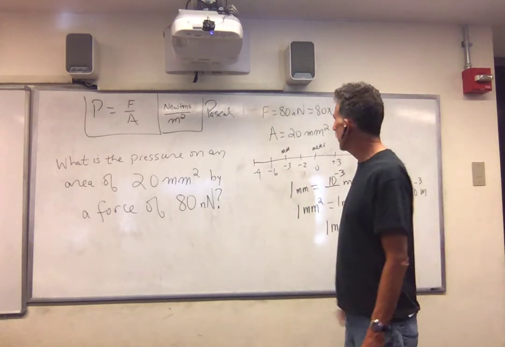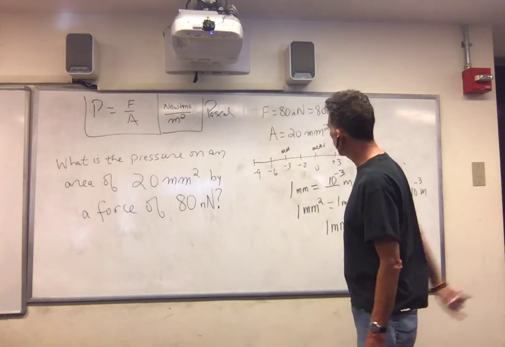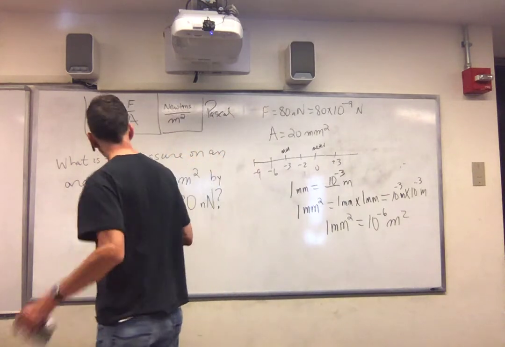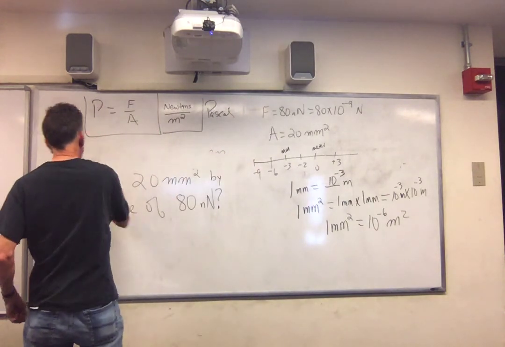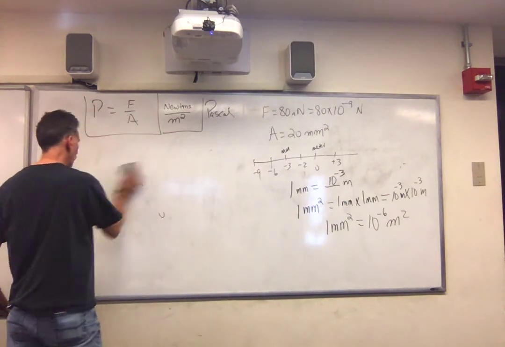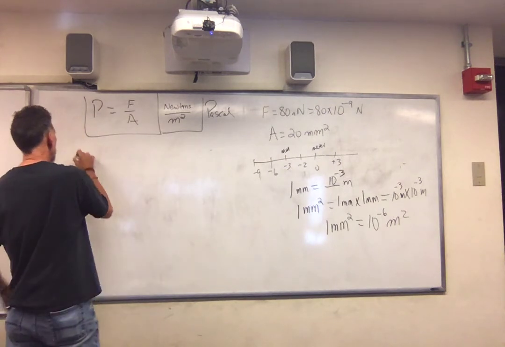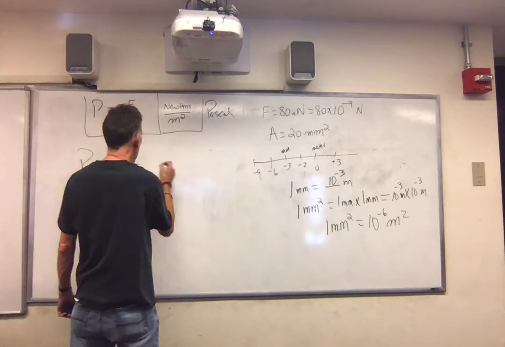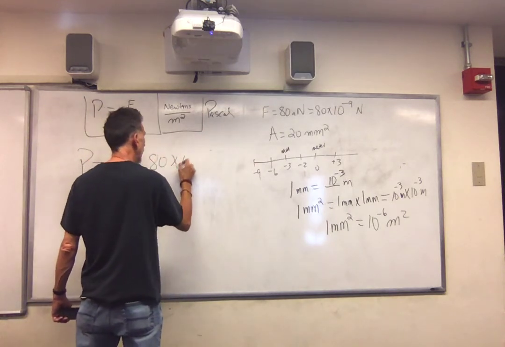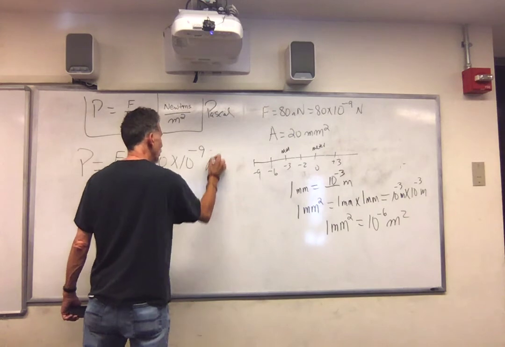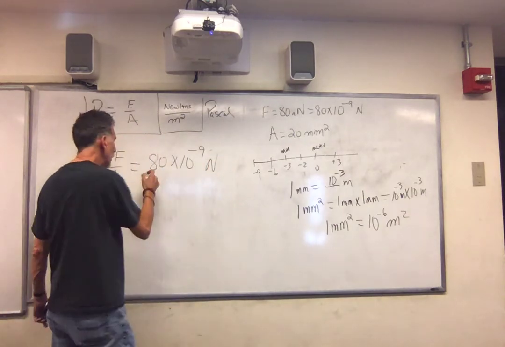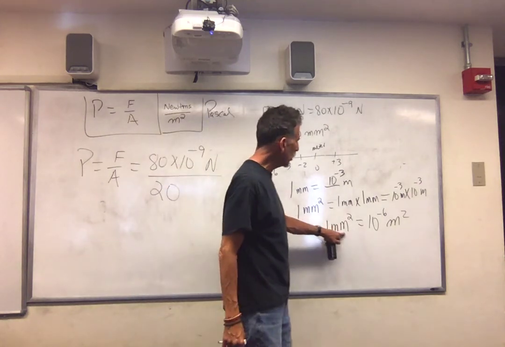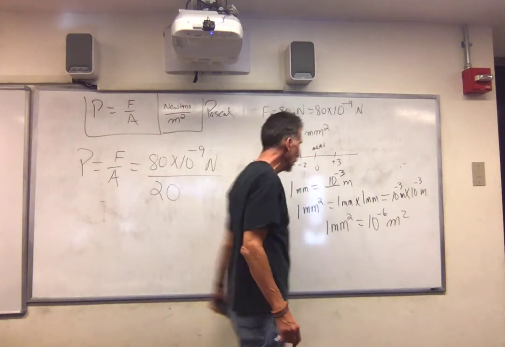We're not done yet. I want 20. Well, we don't need to do that. So watch this. I now plug these numbers into my formula. So watch. Pressure is F over A. It's 80 times 10 to the -9 newtons. That's good. Divided by 20 millimeters squared. But a millimeter squared is 10 to the -6 meters squared.